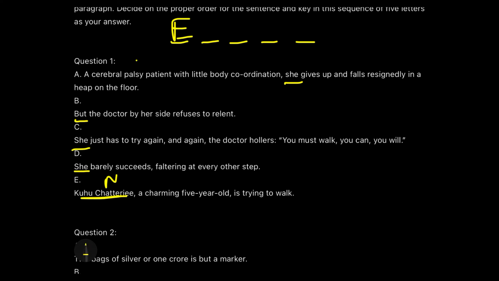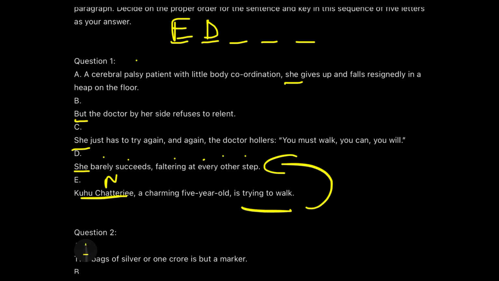Now we will come to this point only when we know what the problem being faced by Vie is. To find out the problem being faced by Vie, we have to determine what comes just next. Just next is that she barely succeeds, faltering at every step. So that's the problem she is facing right now: she cannot walk properly. Therefore, this is the major concern of Vie, who is trying to walk.